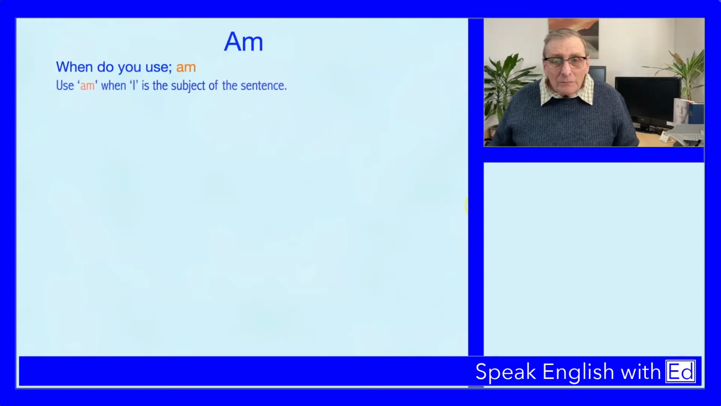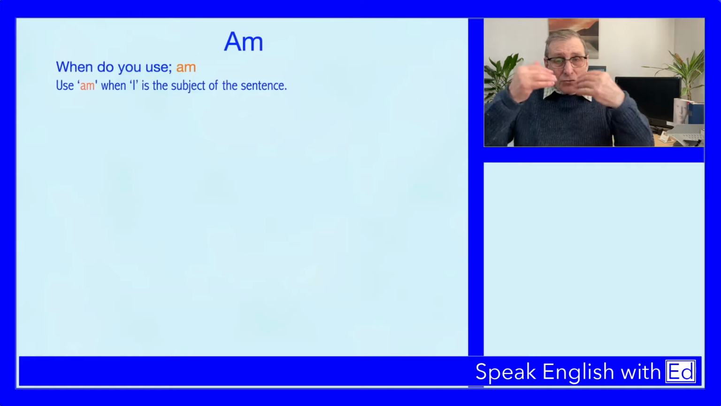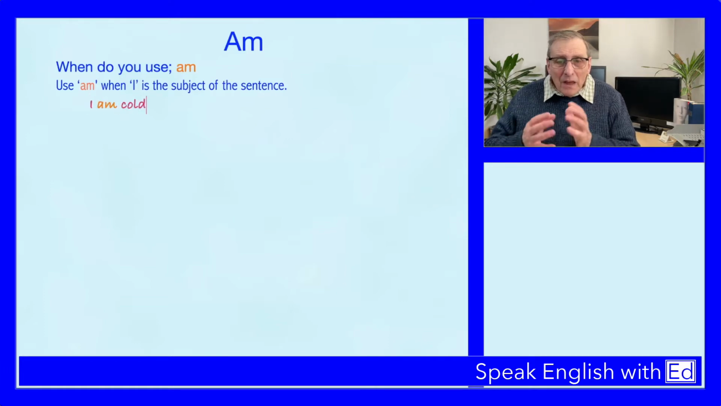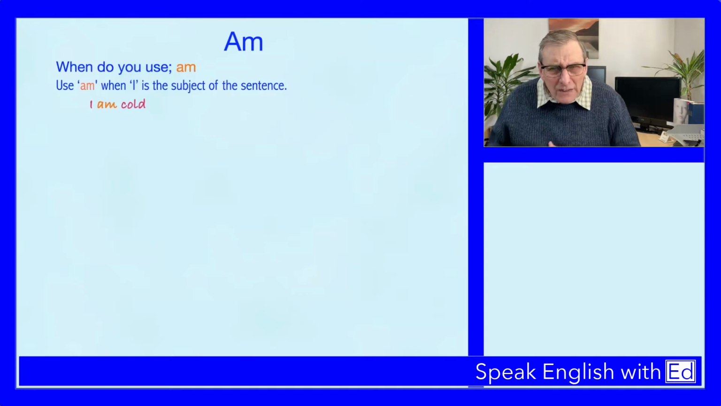Okay. Well, you use am when the subject of the sentence, the person that you're talking about in the sentence, is yourself. When you're talking about yourself to somebody else, you use am. And you would use it in the form of I am cold. Oof, I'm cold today. I am cold today.